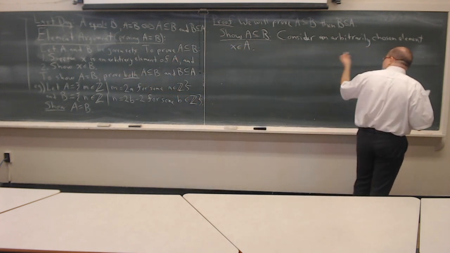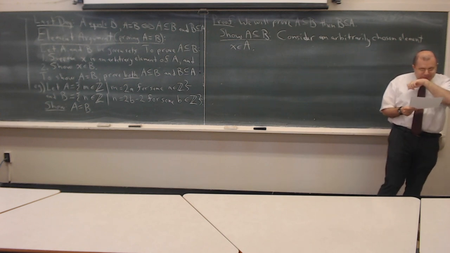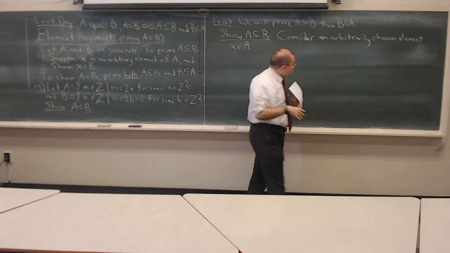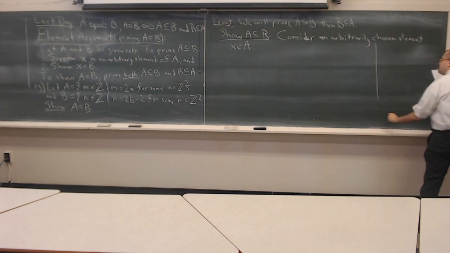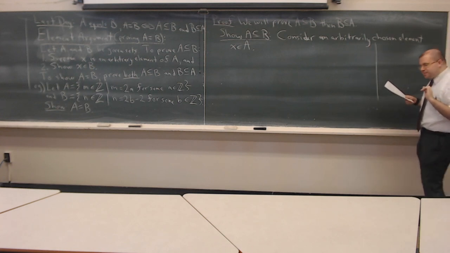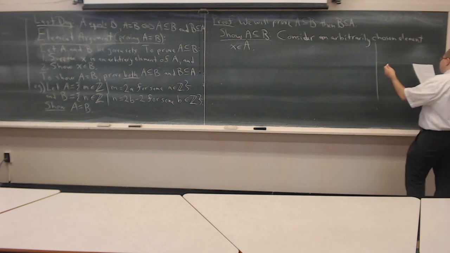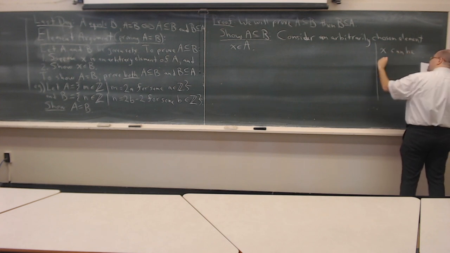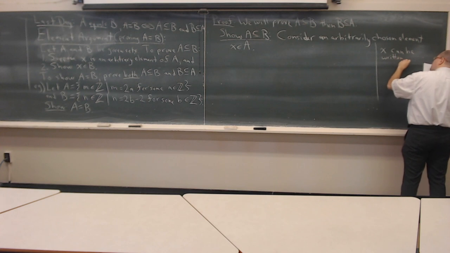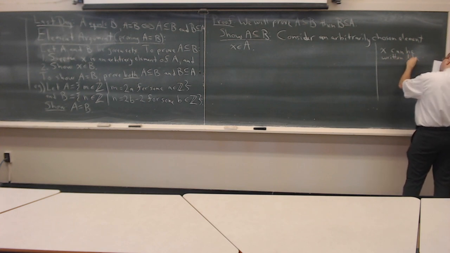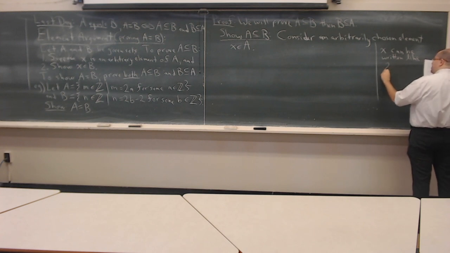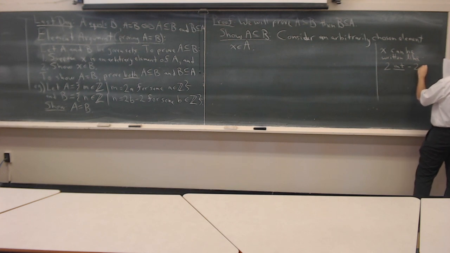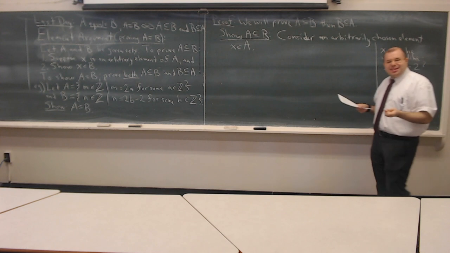So what I need to do is think very carefully about this. If I want to show that X is actually in B, I need to make it so that, now this is just off to the side here. This isn't a part of the proof. I need to show that X can be written like something like this, 2 times some integer minus 2. Can I do that? Can I write it like that?